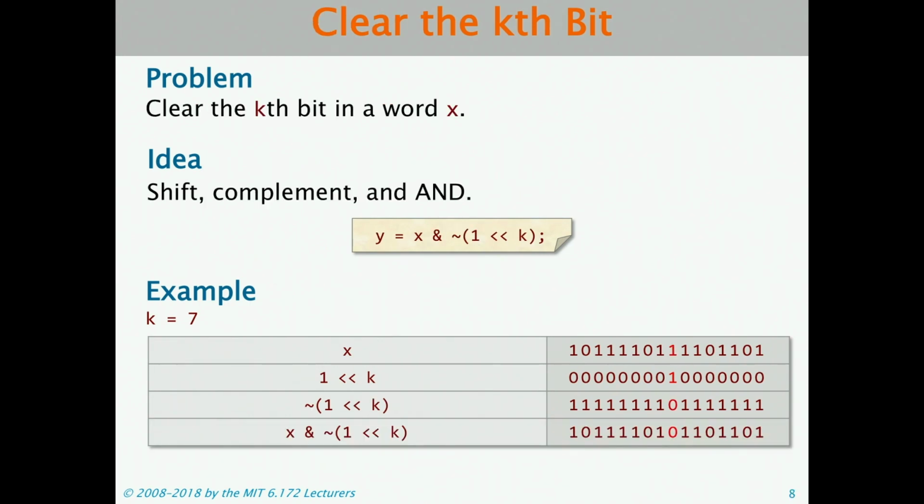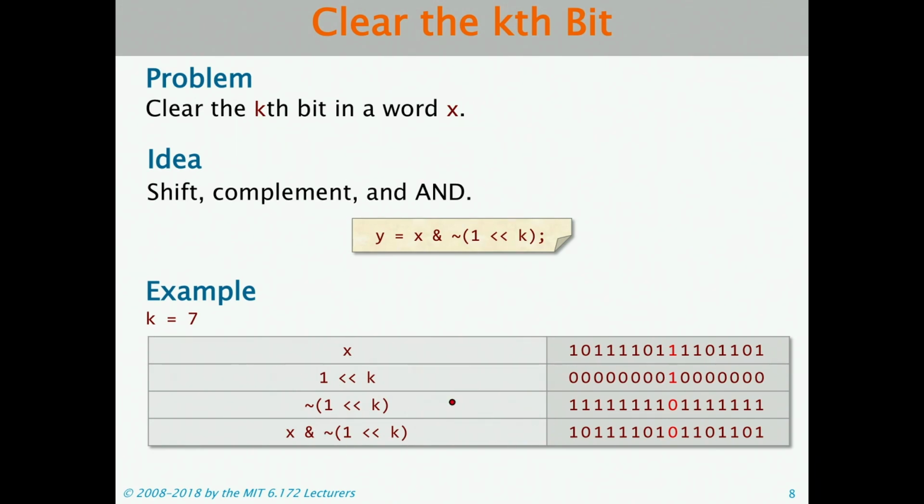We can also clear the kth bit. And the idea here is to use a shift, a complement, and then an AND. So we're going to generate this mask, 1 left shifted by k. But now we're going to take the complement of this. So now we have a 0 in exactly the kth position and 1s everywhere else.